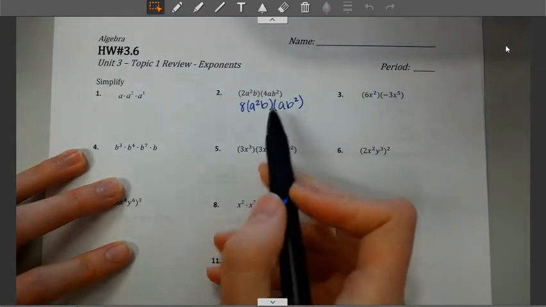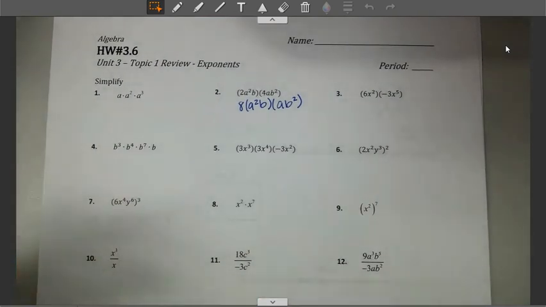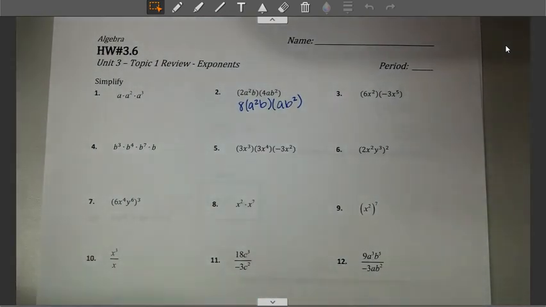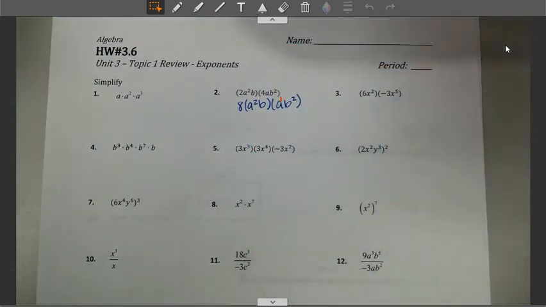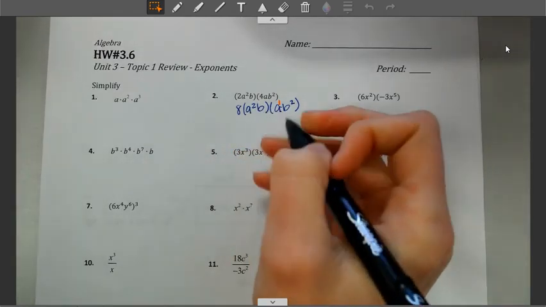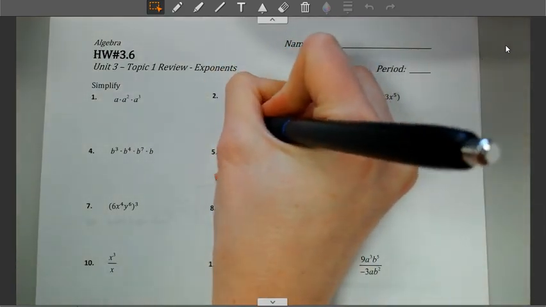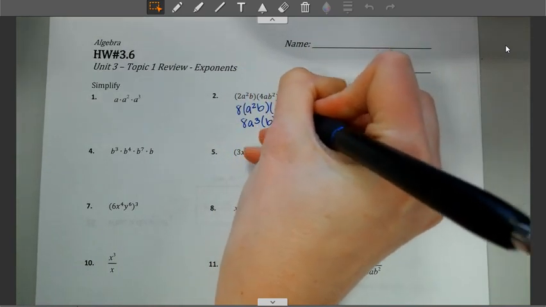So the next thing I'm going to deal with are my a's. They are the same base, and I'm multiplying. When it's the same base and you're multiplying, you're going to go ahead and add the exponents. Since a is by itself here, it really has an exponent of 1. So a to the power of 2 times a to the first. 2 plus 1 becomes 3. So now I have 8a to the third times b squared.